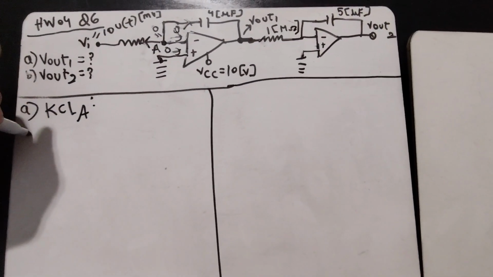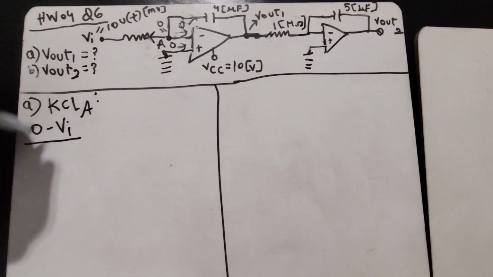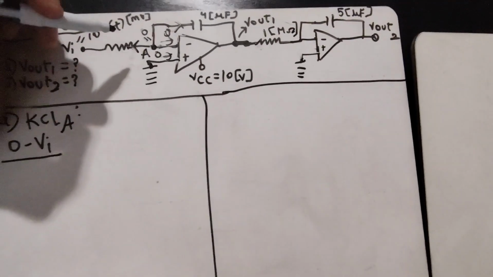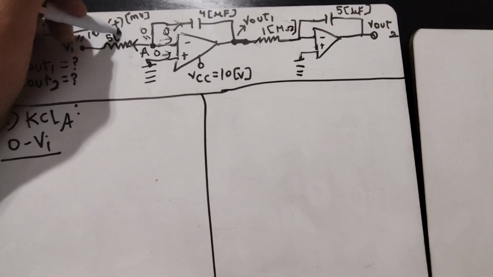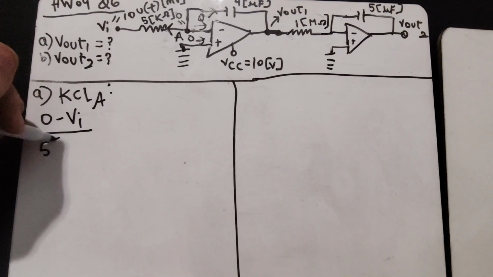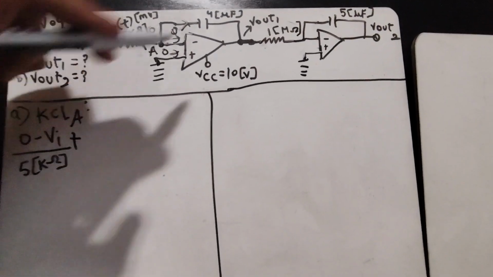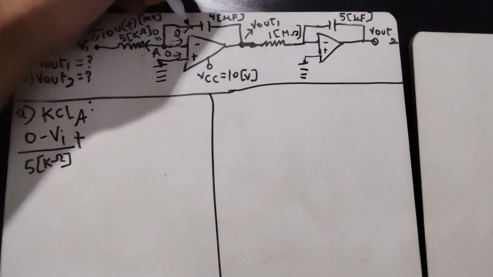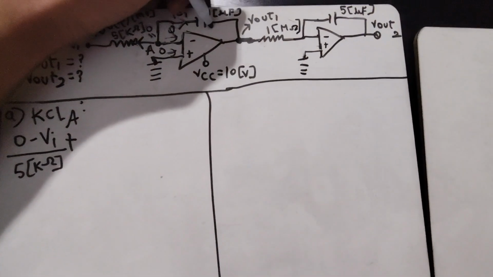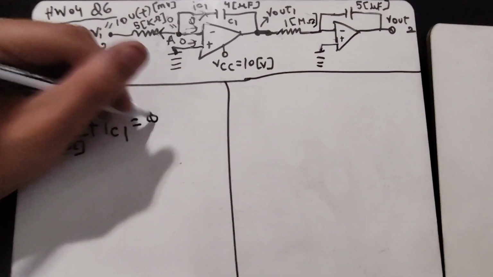So the KCL is going to be like this: 0 minus Vi over this resistor, which is 5 kilo ohms, plus this current, which we can consider IC1, the current through capacitor 1, equals 0.